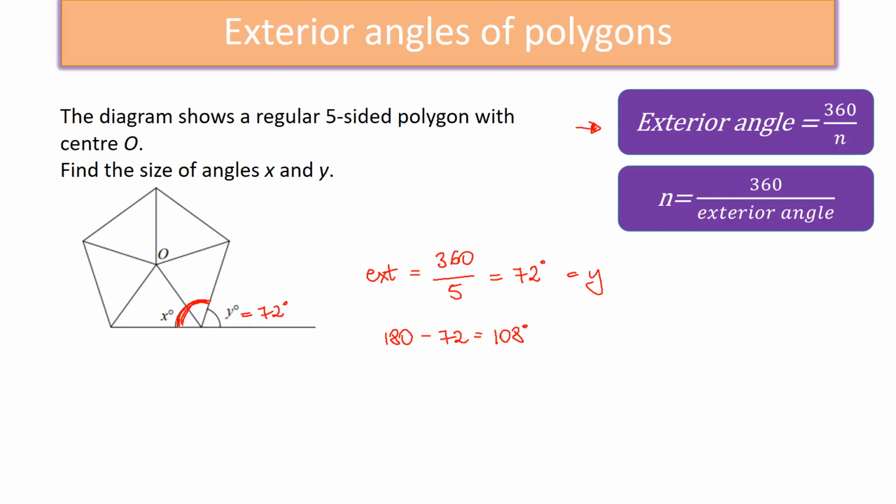Now I want to find the value of x, which is going to be only a half of 108, because this angle is shared between two identical triangles, and I know they're identical because it's a regular pentagon and O is the center of this pentagon. So the value of x is 54 degrees.